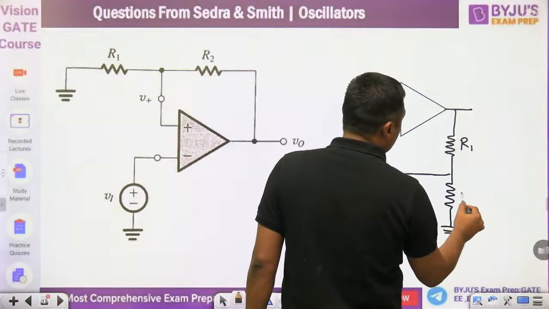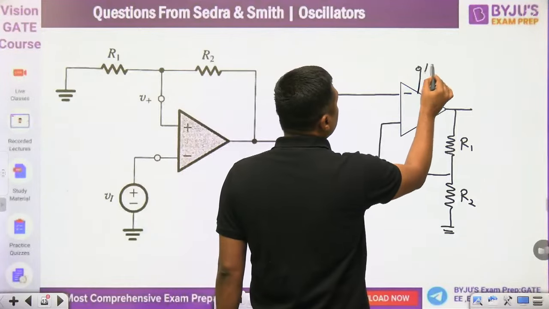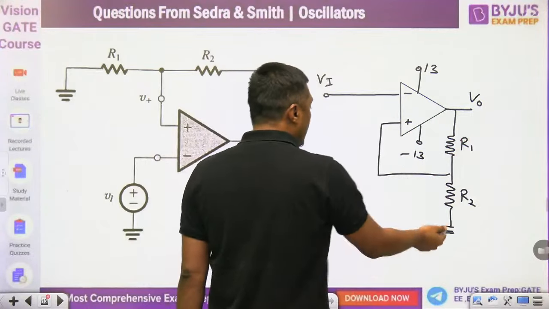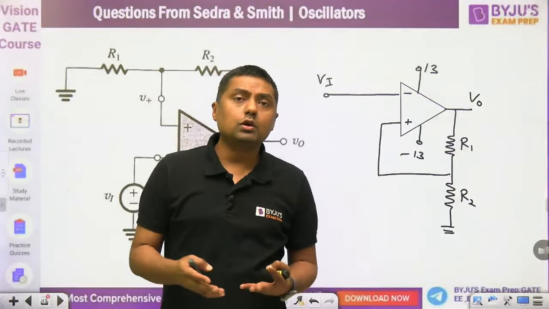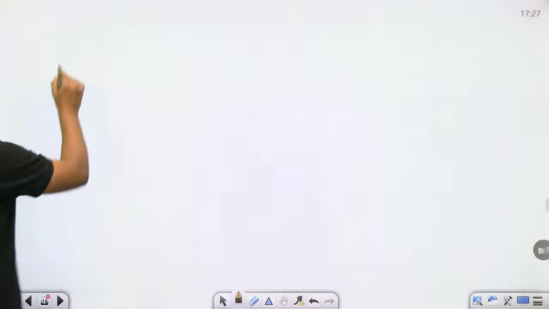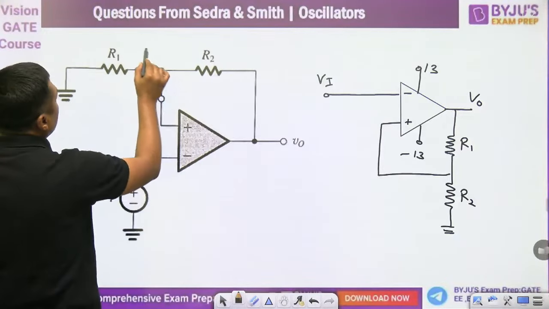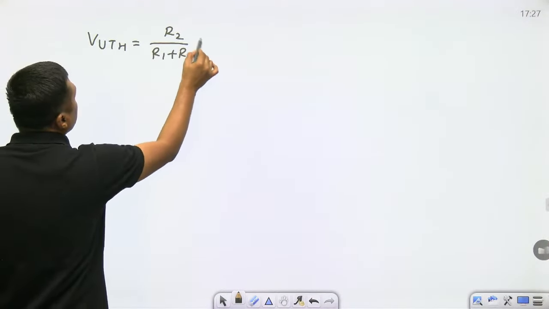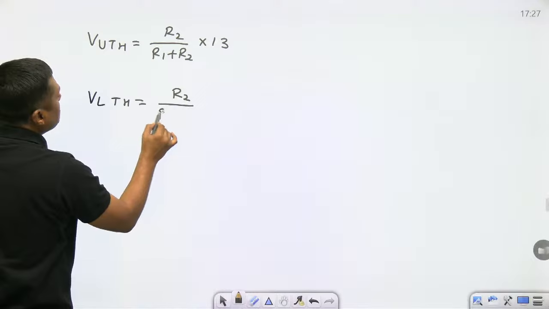This is R1, this is R2, this is VI, and what is the supply here? 13, minus 13, this is given in the question. VR is 0. So what are the upper threshold level and lower threshold level? These upper threshold and lower threshold levels are very easy, then simply change the orientation and you will find V upper threshold level, V UTH. It will become R2 upon R1 plus R2 into plus V sat, that is 13, and V LTH is R2 upon R1 plus R2 into minus 13.